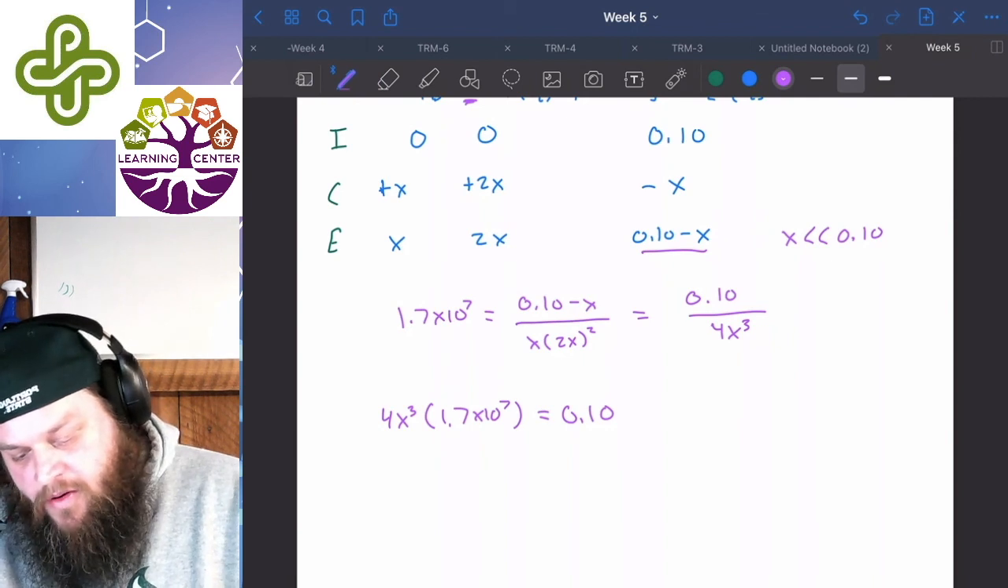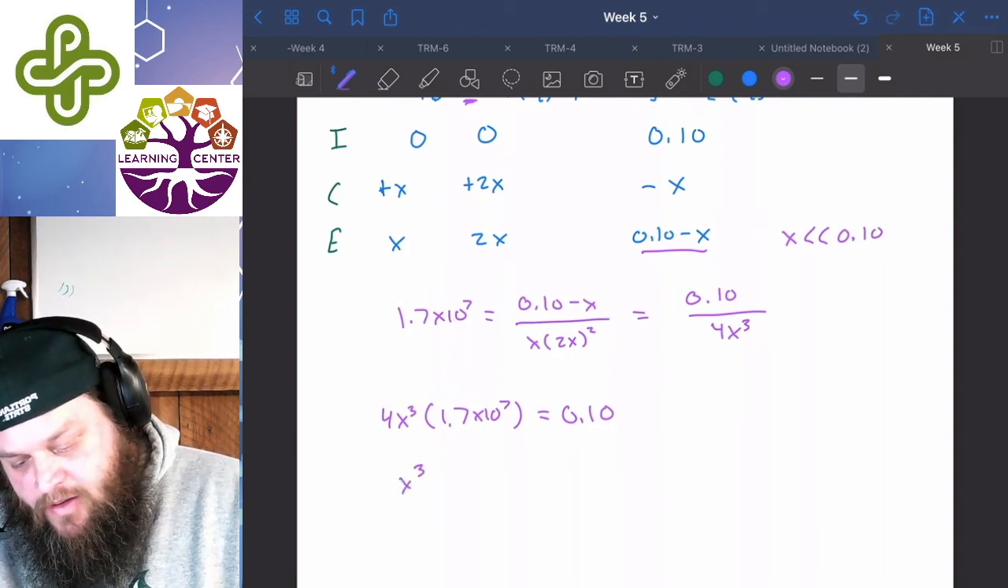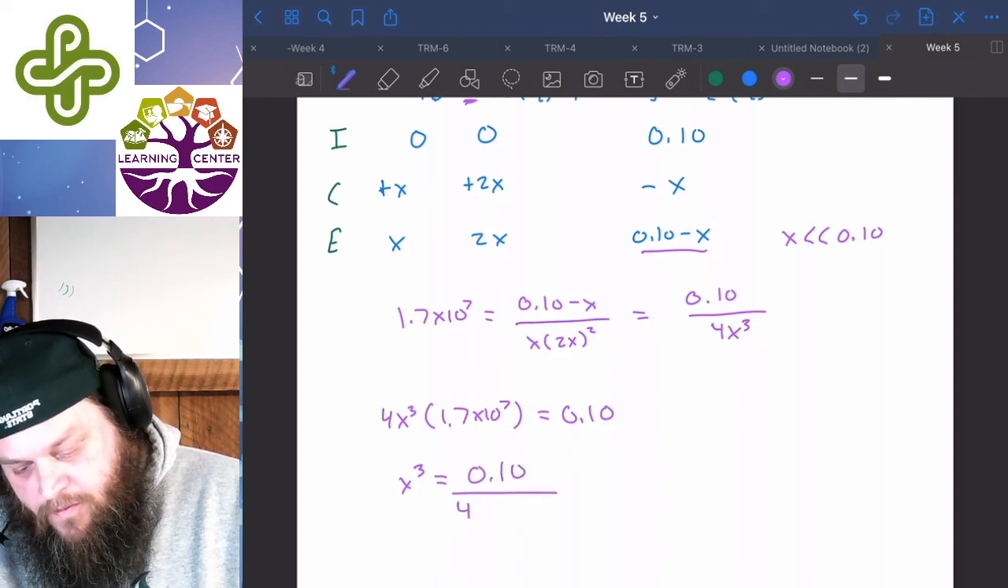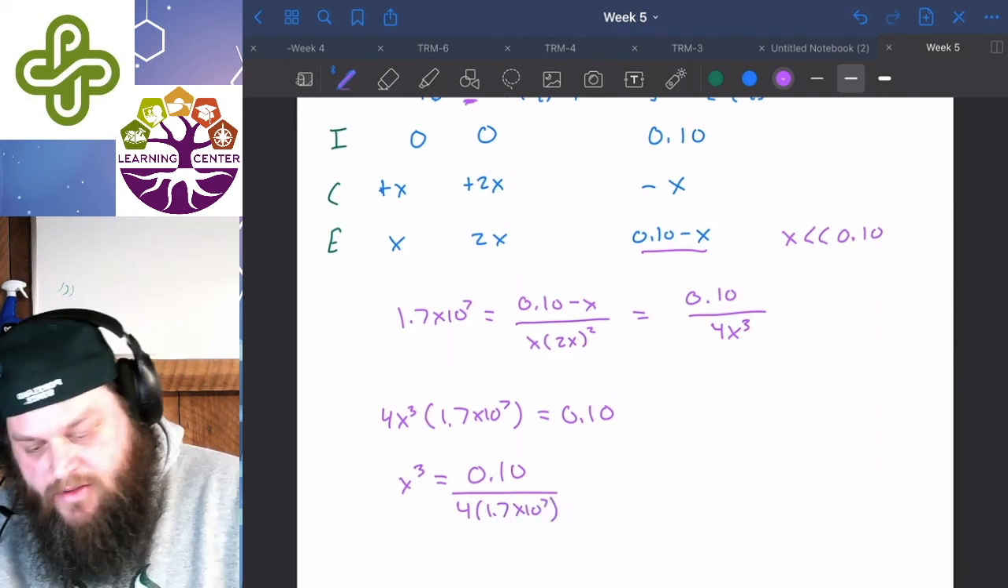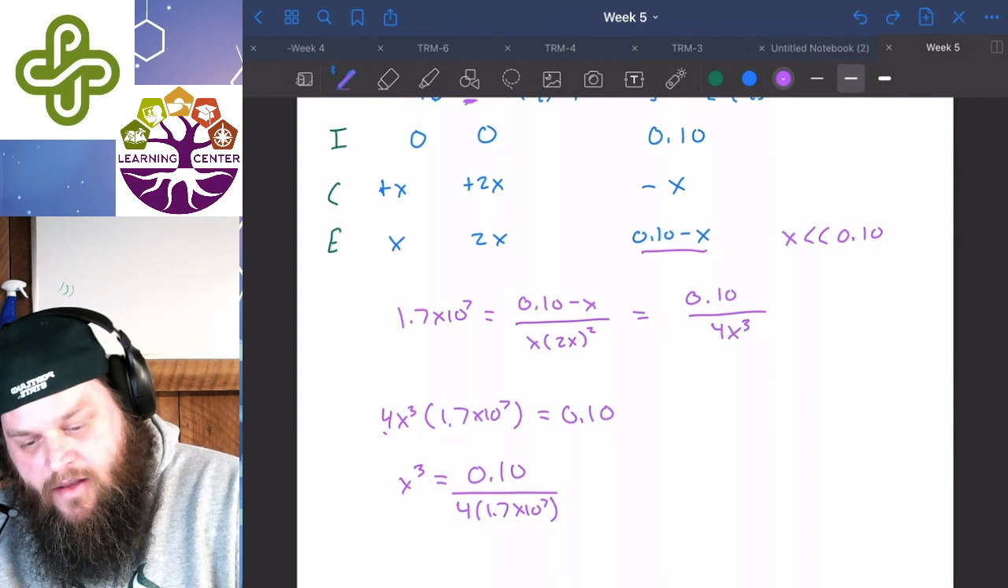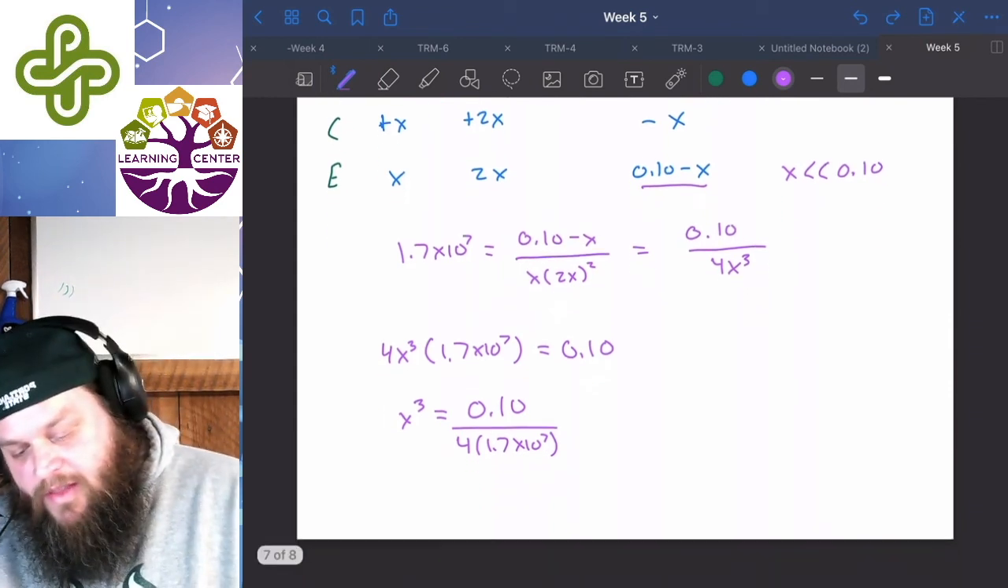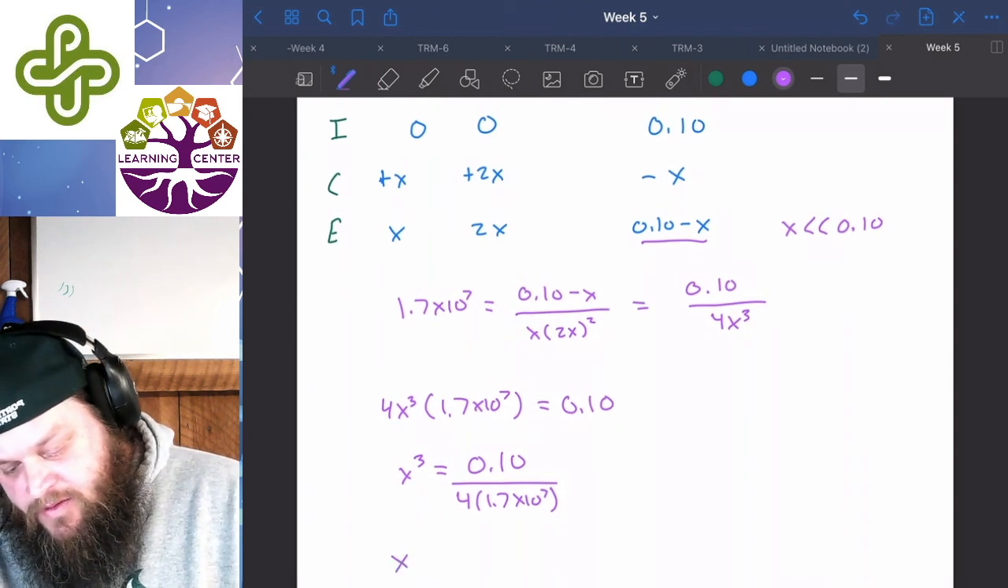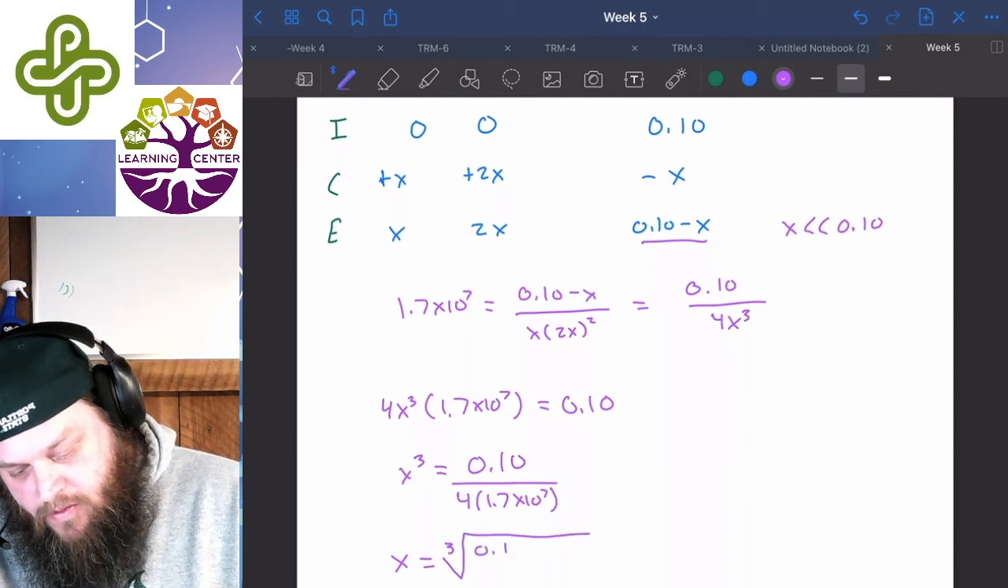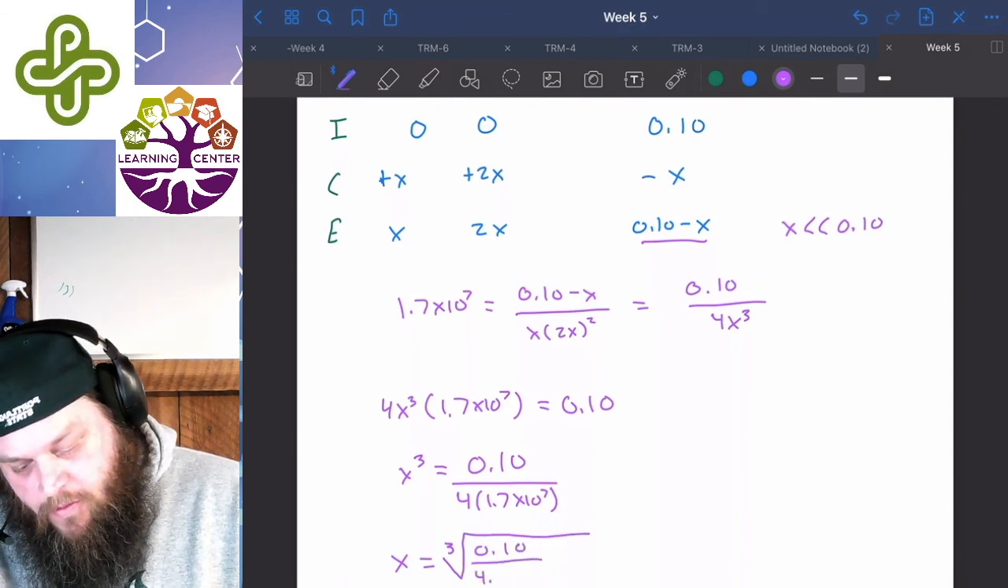Multiplying this over, we end up with x to the third is equal to, or really I'm dividing it over, 4 times 1.7 times 10 to the 7. Just distributing this 4 to this guy and dividing both those over, so we get our x alone. We can then take the cubed root of that. So x is going to equal the cubed root of 0.10 divided by 4 times 1.7 times 10 to the 7.